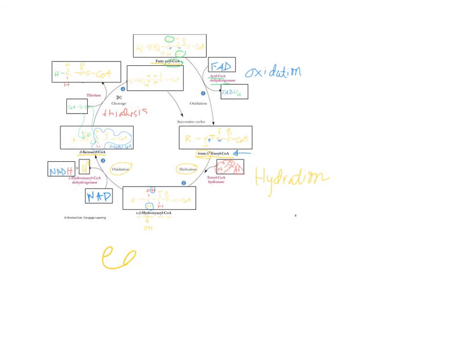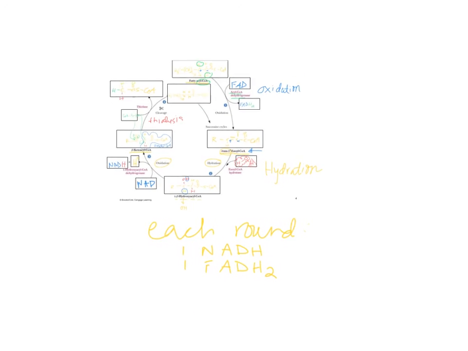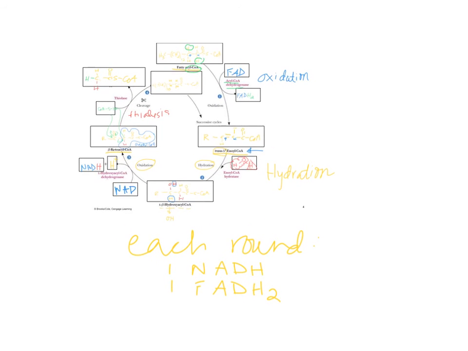And each round, you get 1 NADH and 1 FADH2. Okay? And I want to talk a little bit about the number of rounds and the number of acyl-CoAs that are coming out here.